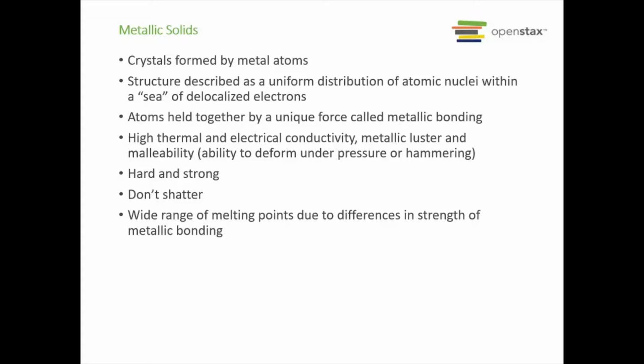Now, they have a whole wide range of melting points. For instance, mercury is a liquid at room temperature, whereas every other metal is a solid. But something like gallium, only a little bit of heat melts it. This is all due to the differences in strengths of the metallic bonding holding the atoms together. The stronger the metallic bonding, the higher the melting point.